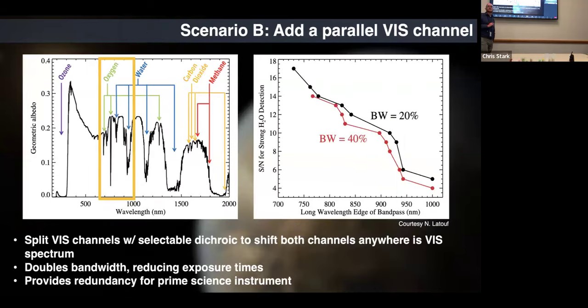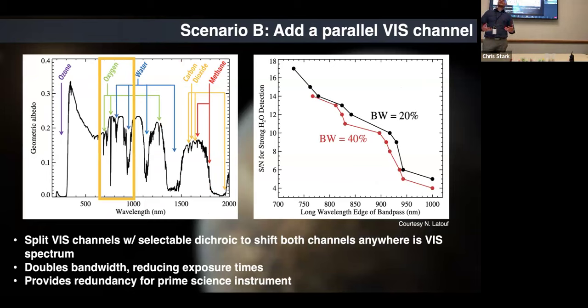Let's make another change. So we lost our parallel coronagraph channel. Let's now add a parallel vis coronagraph channel. And here specifically, I'm assuming that the dichroic that splits these 2 channels is selectable. So we can move either of these channels anywhere in the visible wavelength range that we want. They can both contribute to detections near 500 nanometers. They can both contribute to spectral characterizations near a micron.